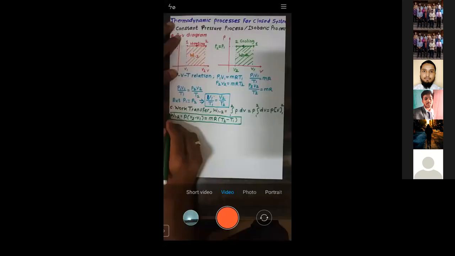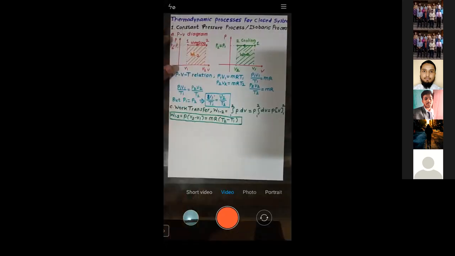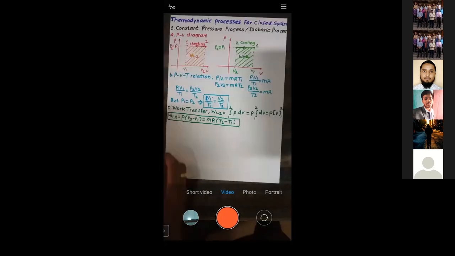So see, work done you can calculate either by using pressure and volume, or also by using temperature. Right? Now let us go to the next point.